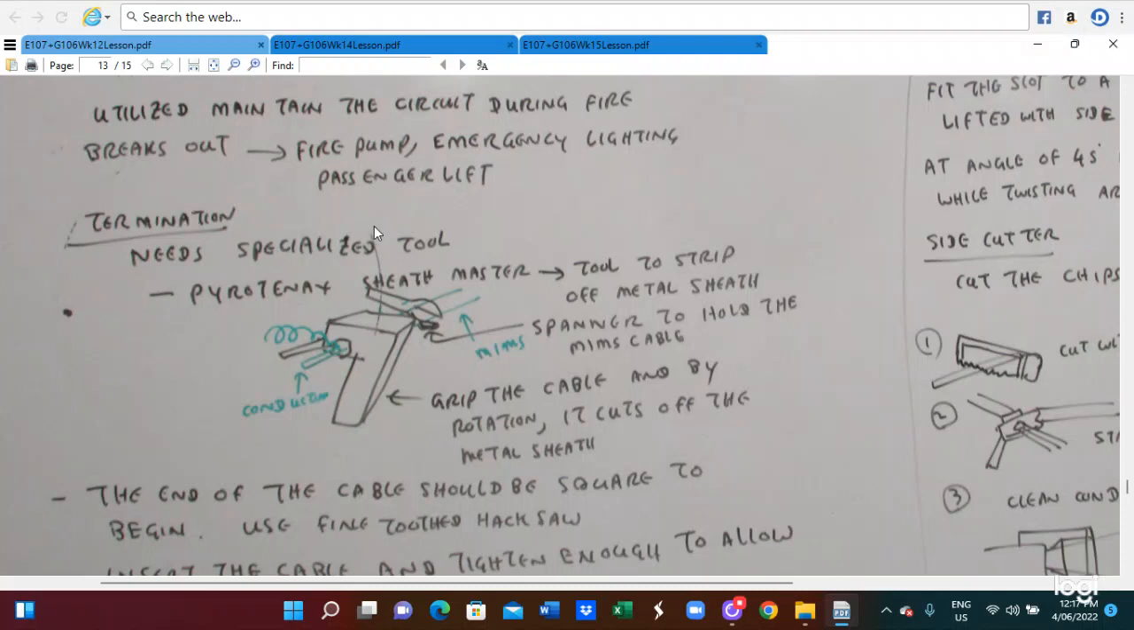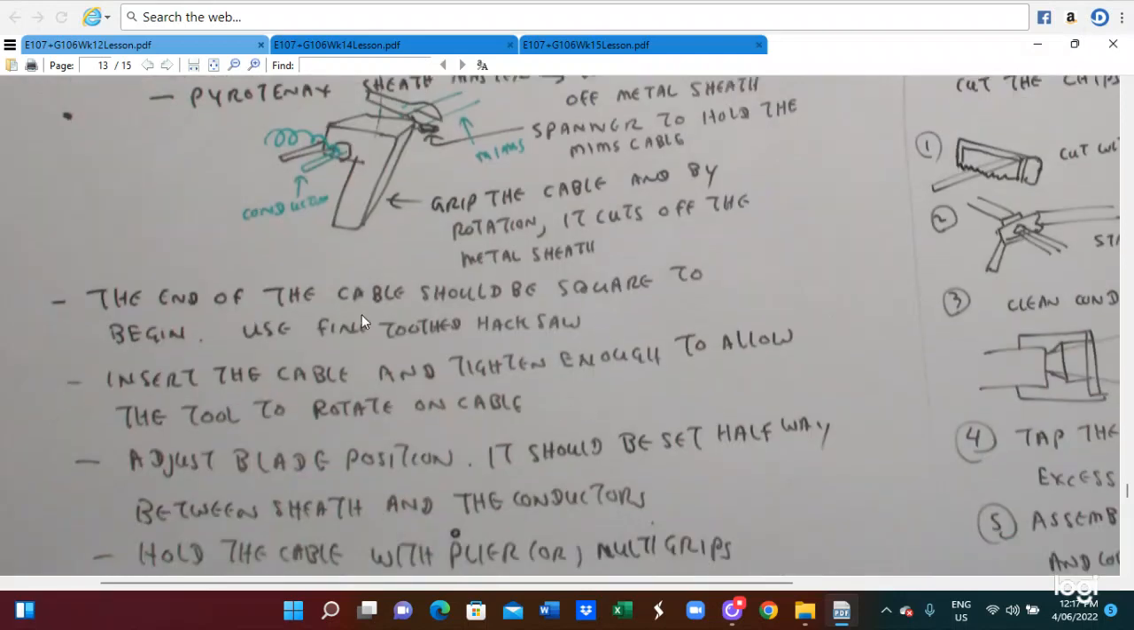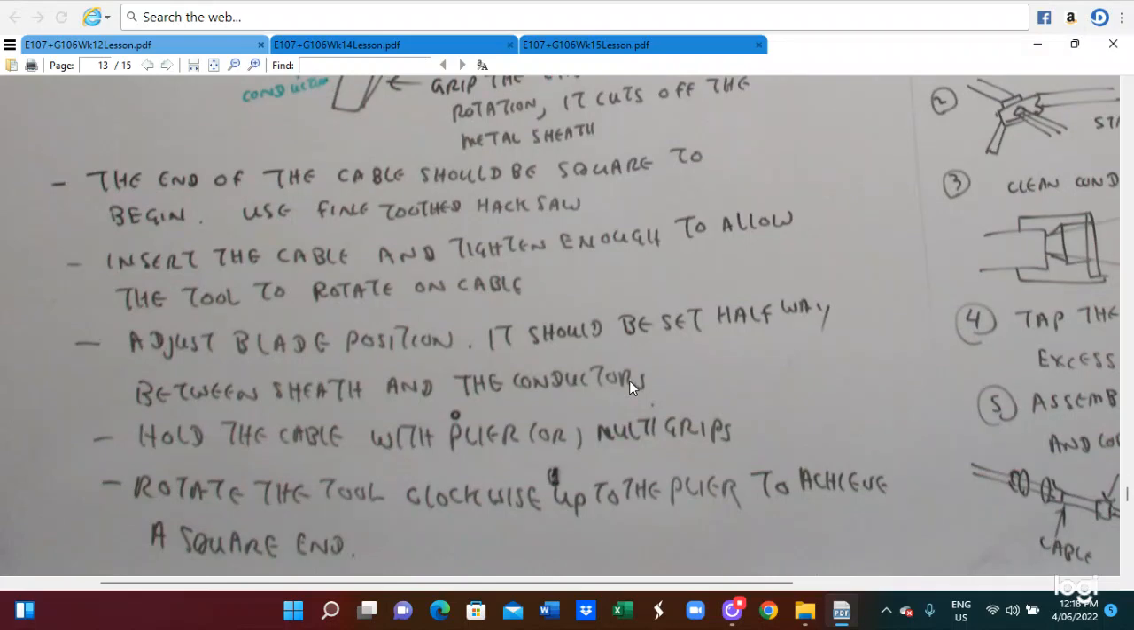We have to utilize special tools. In this case, we use the pro-tonus sheath master. This is a tool to strip off the metal sheath. So this is a stripping tool for the MIMS cable. Here is a spanner to hold our MIMS cable and grip the cable in a rotation. It cuts off the metal sheath. The end of the cable should be square. Use the hacksaw inside the cable and tighten the knob to allow the tool to rotate on the cable. Adjust the blade position. It should be set halfway between the sheath and the conductors.